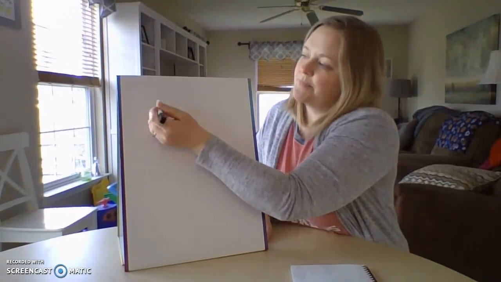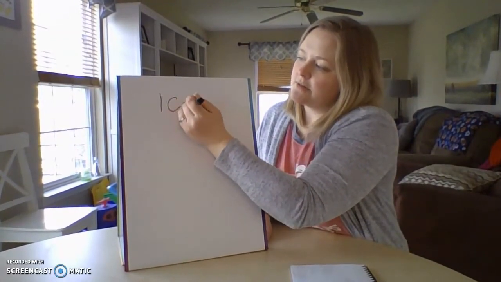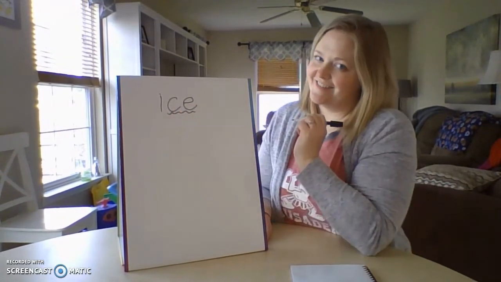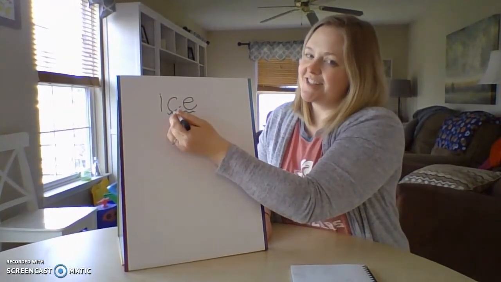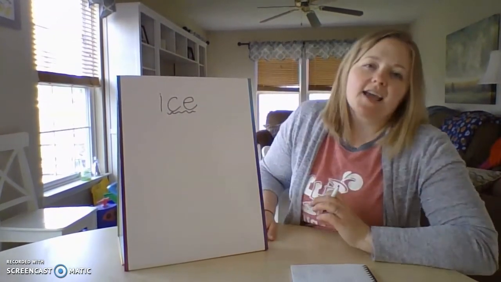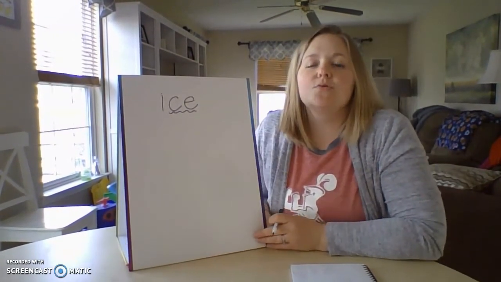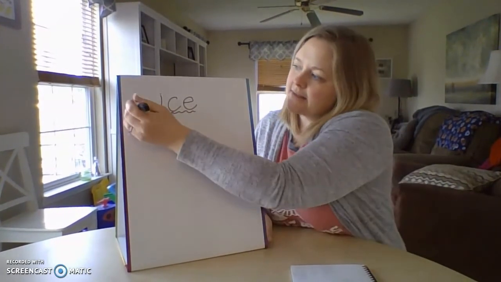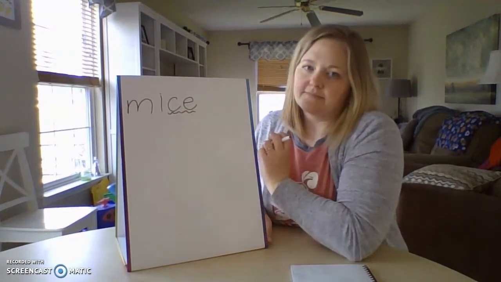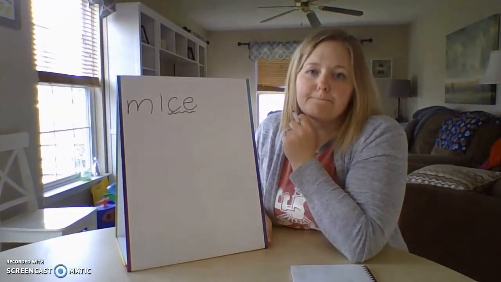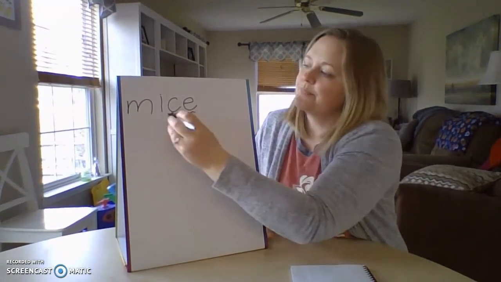Ice. Some of our words, boys and girls, have that CE at the end, right? So it's still going to say this. So here's the word ice. I want us to add a sound at the beginning to make it say mice. Mice. Good job. Now we're going to replace the M with the R. Let's see what word we get.